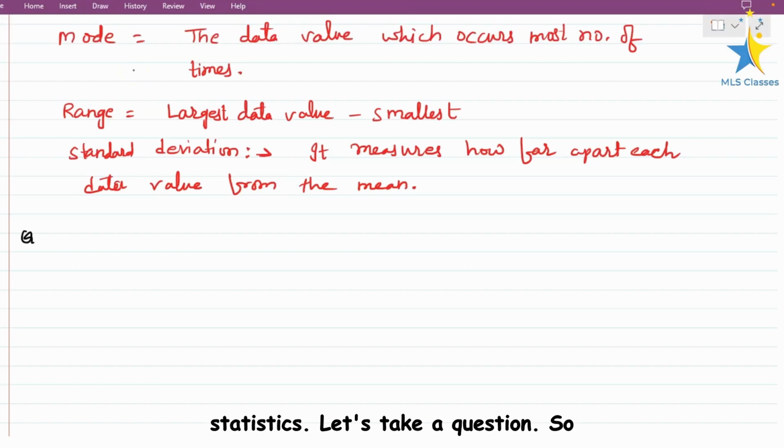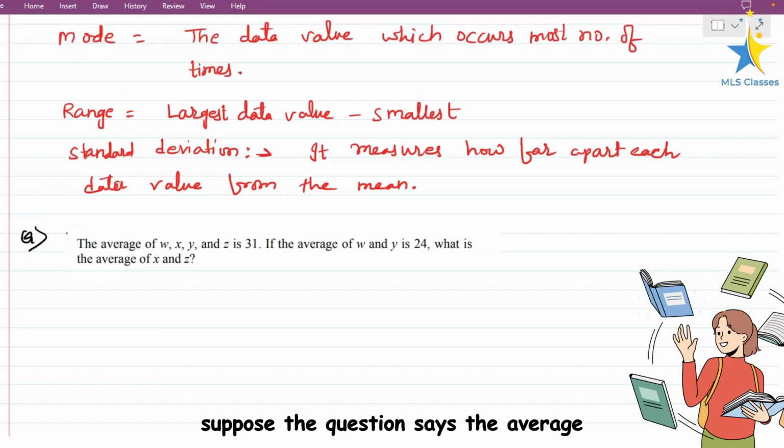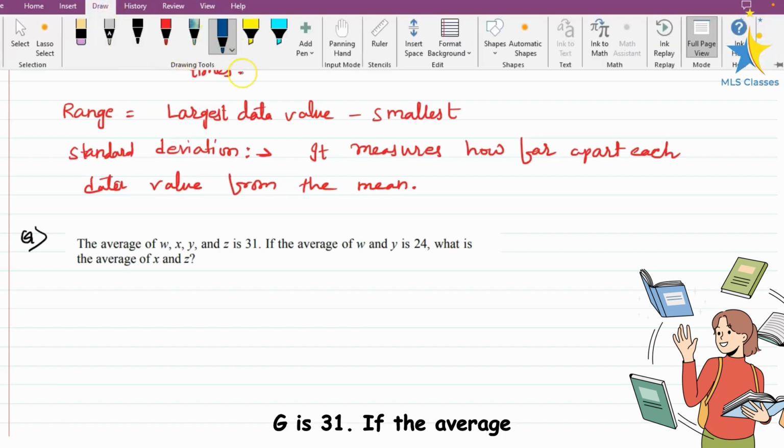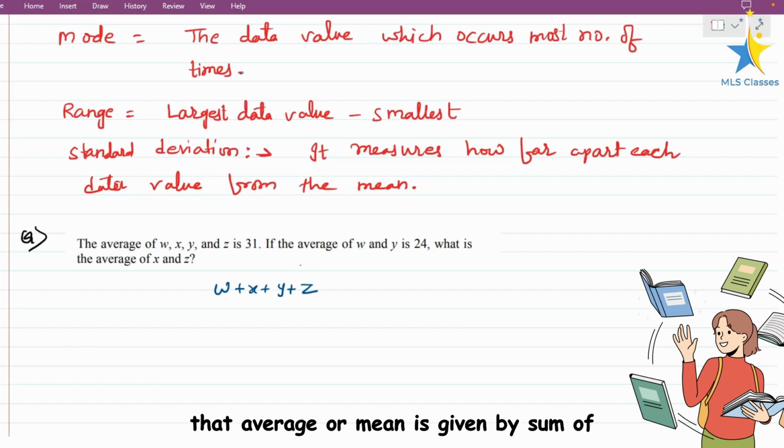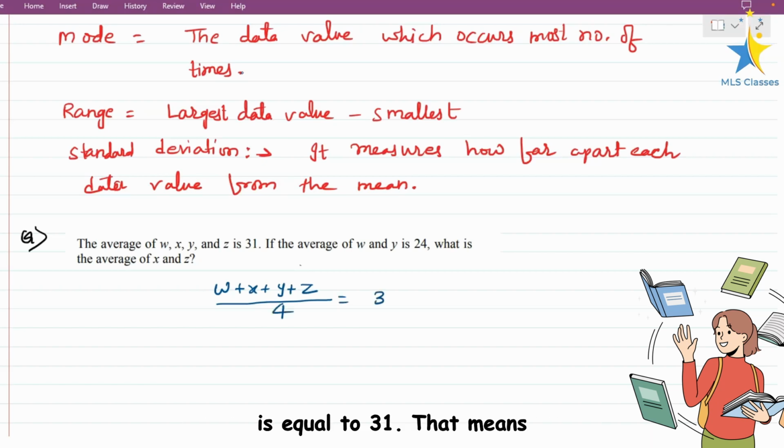Let's take a question. Suppose the question says the average of W, X, Y and Z is 31. If the average of W and Y is 24, then what is the average of X and Z? Average, as I said in the starting, means mean. So here the average of W, X, Y and Z is given, and we know that the average or mean is given by sum of data values divided by number of data values. So here 4 data are there, so it is equal to 31.